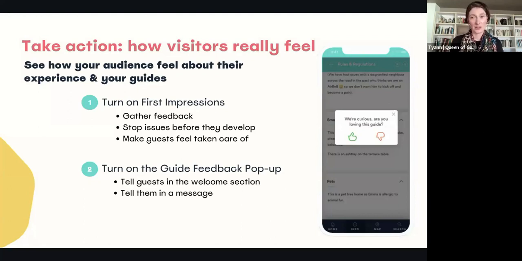So turn on the first impressions, or I say turn it on, you just pop it into your guidebook. It's a special topic that you can find in the drop-down menus when you're adding a new topic. You can add it to any category, any subcategory that you wish. This is a great way of gathering feedback. And as I said before, you can stop those negative situations developing before they happen.